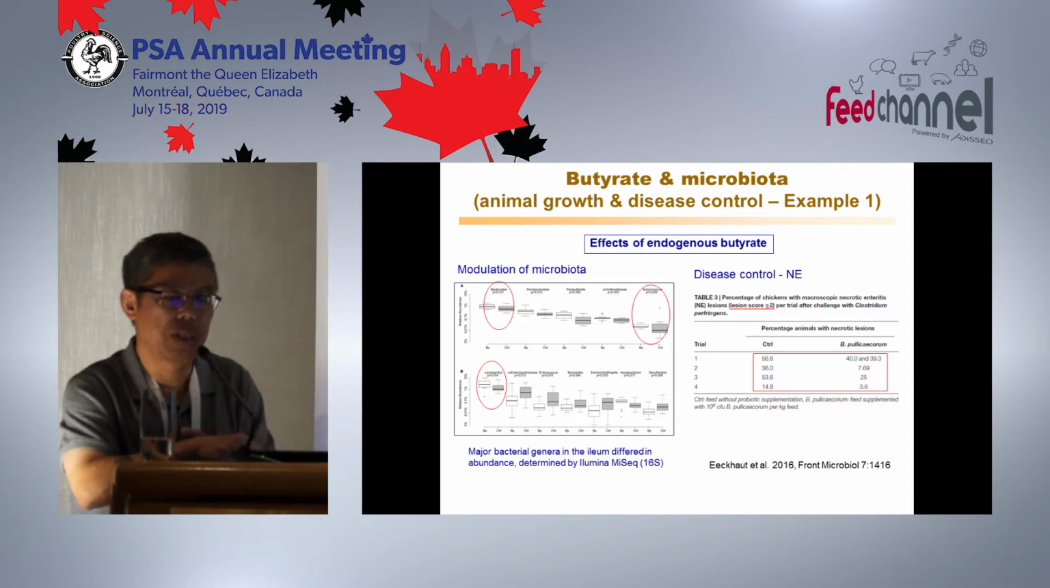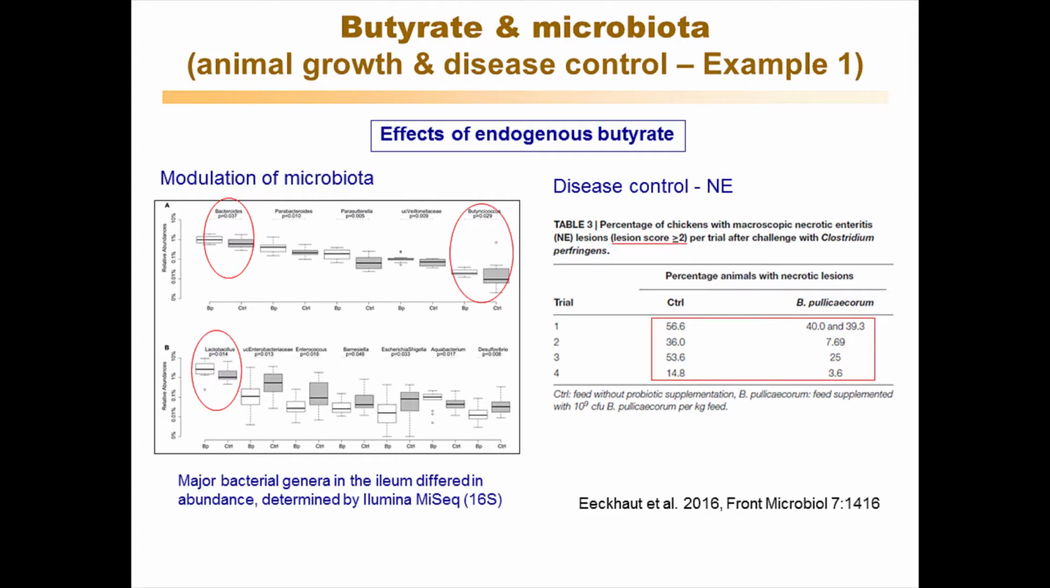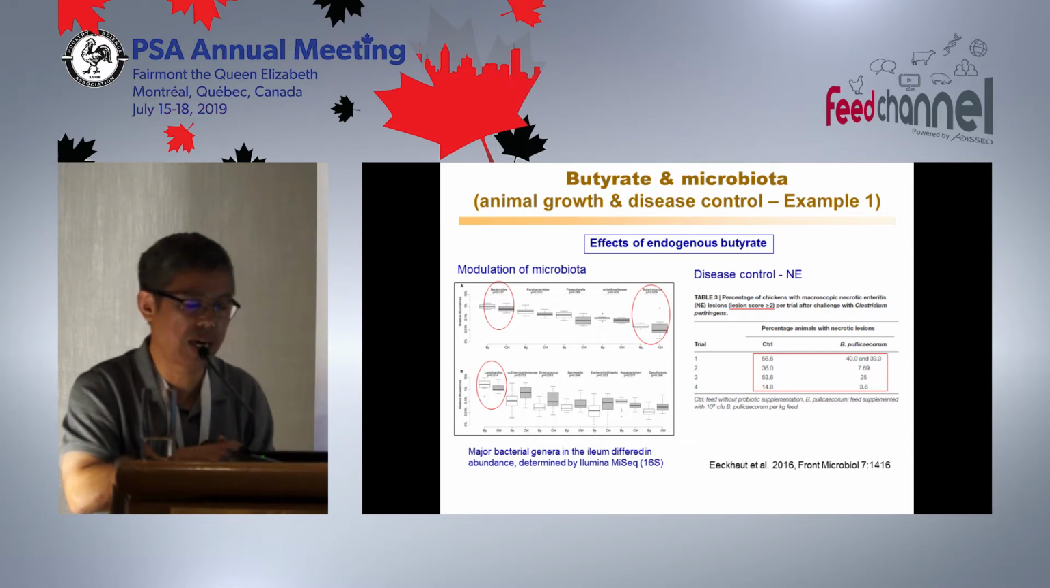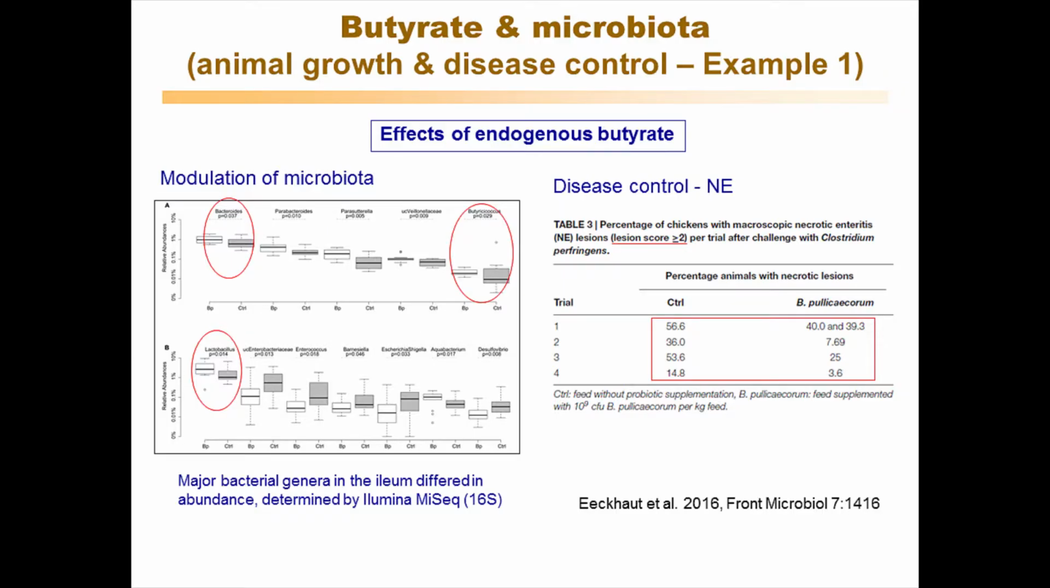In addition, they also looked at the supplement of the butyrate-producing bacteria on the challenge in the birds with NE disease. They have done four consecutive trials with the birds challenged with Clostridium perfringens. And the control group, which had no supplement of the butyrate-producing bacteria, had significantly higher NE lesions and also incidence of the NE disease compared to the group which had received the butyrate-producing bacteria.